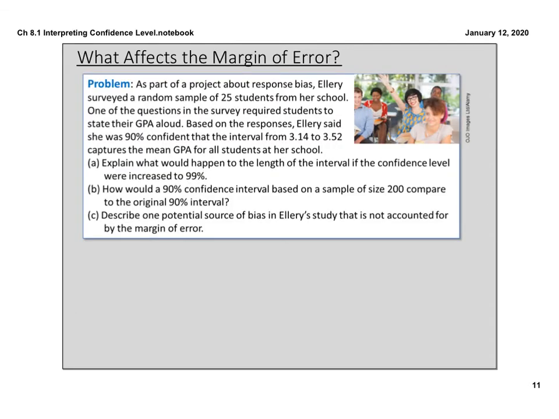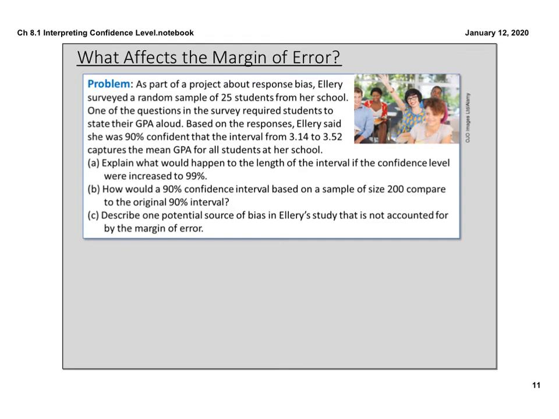All right, so what else affects a margin of error? As we're going to look at an example here. As part of a project about response bias, Ellery surveyed a random sample of 25 students from her school. One of the questions in the survey required students to state their GPA out loud. Based on the responses, Ellery said that she was 90% confident that the interval from 3.14 to 3.52 captures the mean GPA for all students at her school.